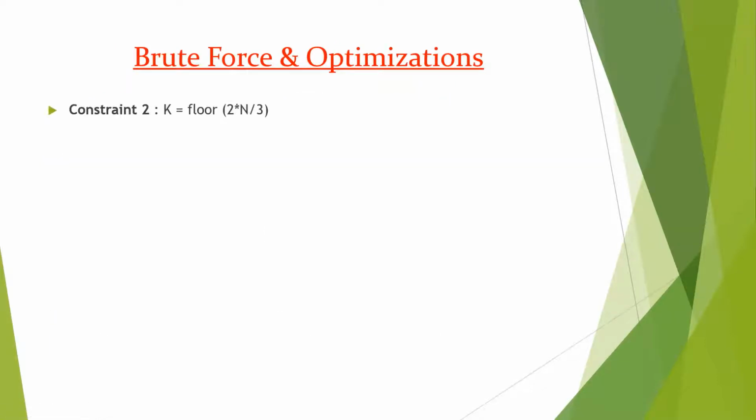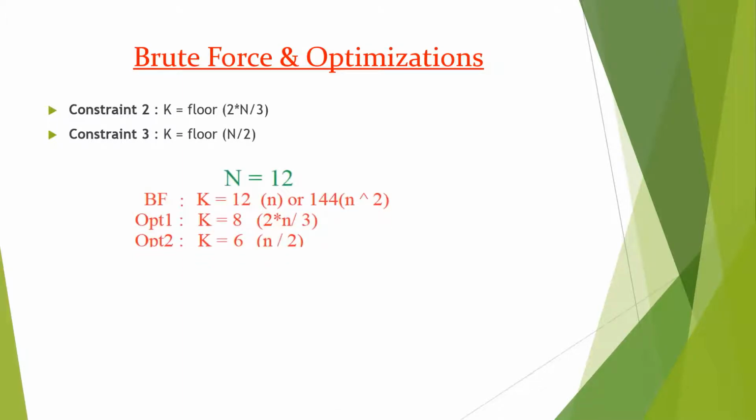Moving further, the other two constraints are only optimizations of the problem, with k equal to 2n by 3 and n by 2 operations respectively. Let's see an example. N equal to 12, the brute force would mean solving it in k equal to 12, and optimizing would mean k equal to 8 operations, which is 2n by 3. Constraint 3 would mean k equal to 6, which is half of 12, n by 2.